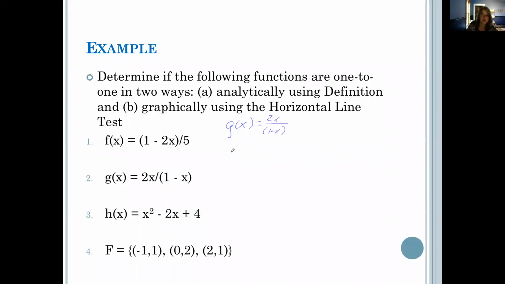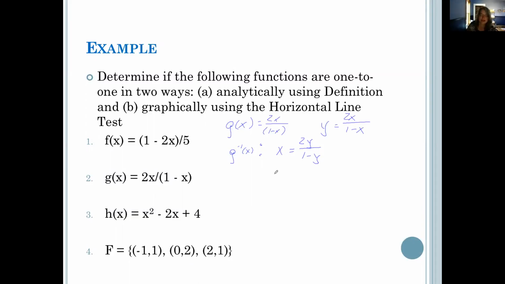So g inverse of x, how do I find that? Well, I find that by writing g of x as y equals 2x over 1 minus x. Now to find my g inverse, I put my x's where y's are and y's where x's are. And now I solve this for y.